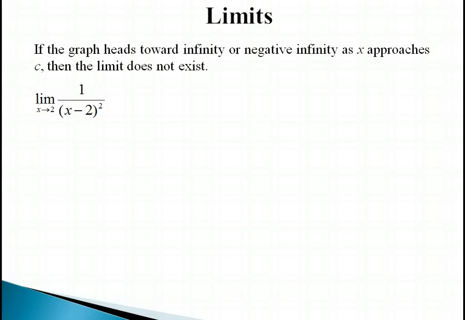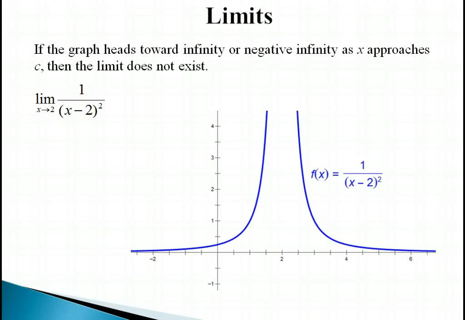Okay, if your graph heads to infinity or negative infinity as x approaches c, then the limit does not exist. Let's take a look at this example. We have 1 over (x minus 2) all squared. Now again, you can put this on your graphing calculator and look at it. But what you should know is that you have a vertical asymptote at x equals 2.